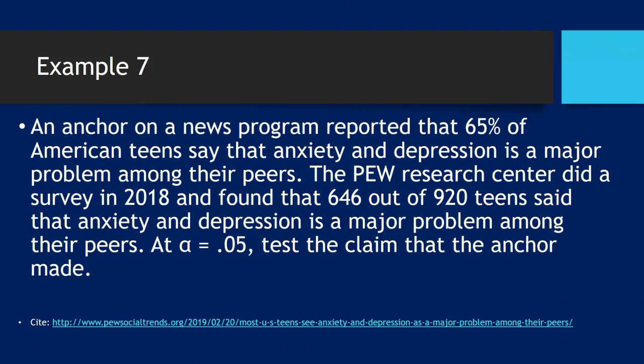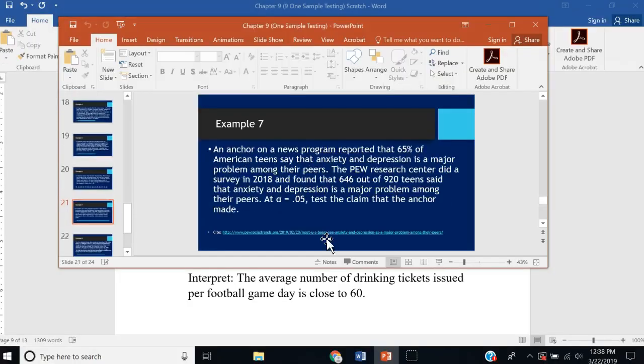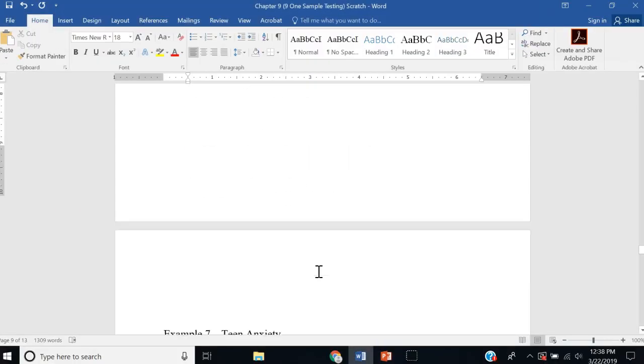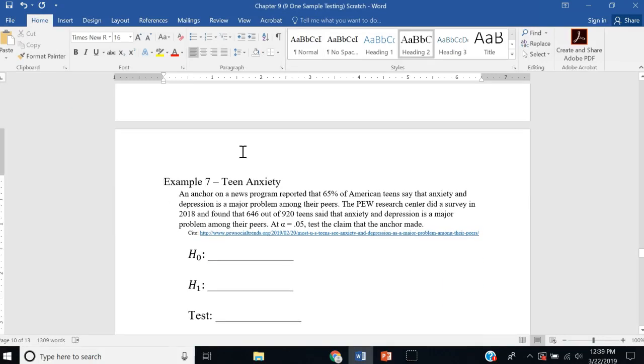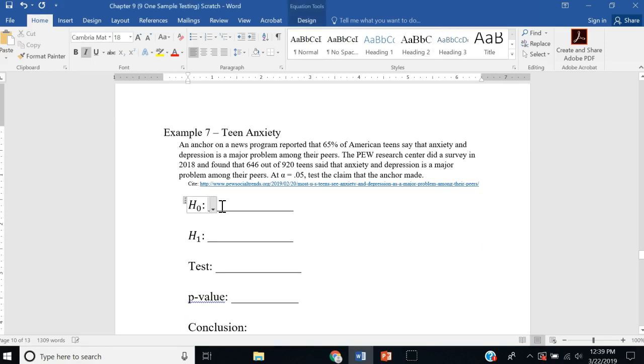Now, the first glaring difference between this one and the previous 6 examples is that now we're dealing with proportions. All right. So once we get to our calculator, we will use the one prop z-test. We'll use the proportion test. But before we do that, we have to realize how to create the null and alternative hypotheses.